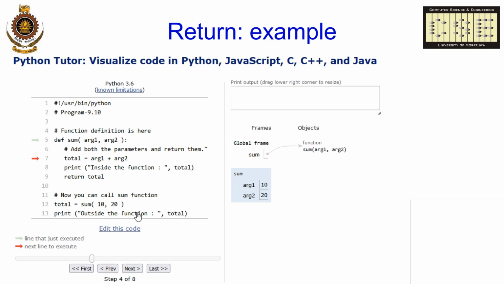So inside the function, a local variable called total is created, which gets assigned the value 30, and the value 30 gets printed inside the function, and then it is returned back to the global, the main program that was calling this. So the return value is 30. This return value gets assigned to this variable total, and then it becomes 30, and then when you print it, that gets printed. So this is how returning values works in Python.